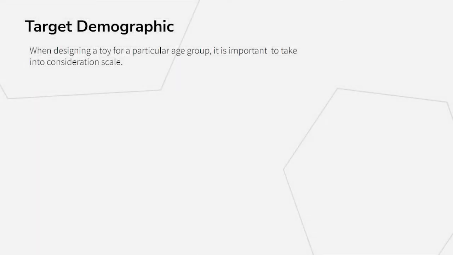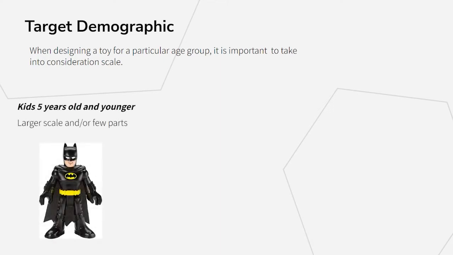A little more about target demographic. When you're designing a toy for a particular age group, it is important to take into consideration the scale of your figures. I also broke this up into 3 different categories. Kids 5 years and younger. You typically see a larger scale with fewer parts, meaning less articulation.